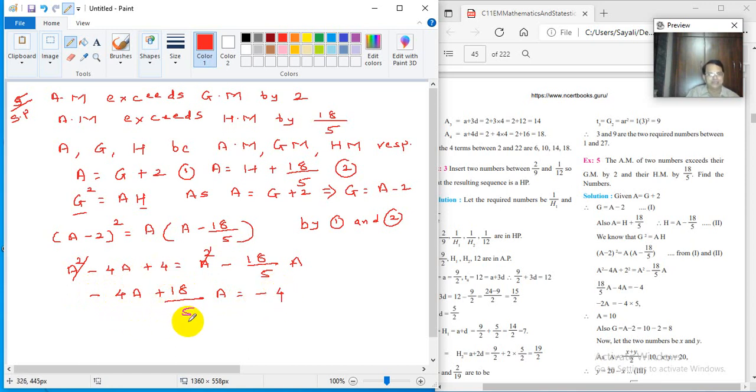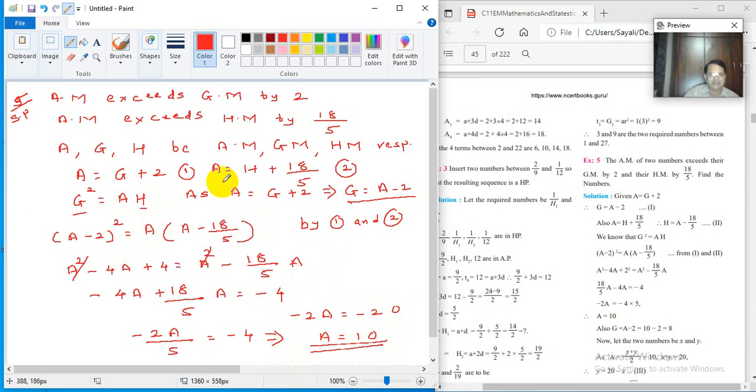Now you can add this. How much will this be? Minus 20a plus 18a, that is minus 2a upon 5 is equal to minus 4. Okay, so this implies minus 2a is equal to minus 20, and so a is equal to 10. Very important result we got, a is 10. Now once you know a is 10, you know g is equal to a minus 2. We have written it here, g is equal to a minus 2, so I get g as 8.